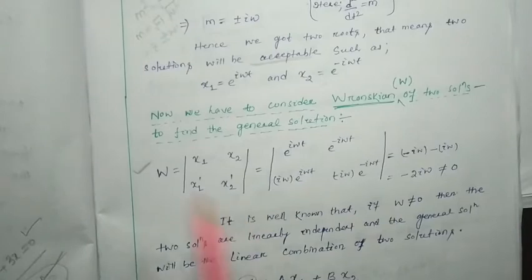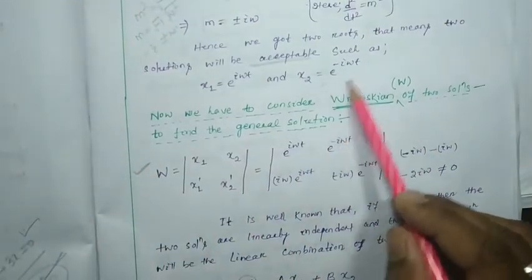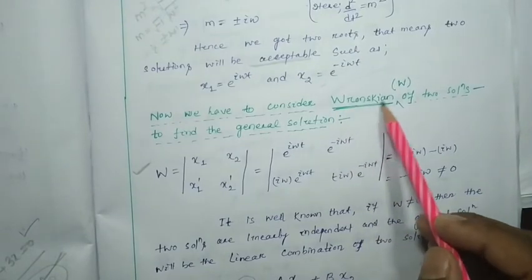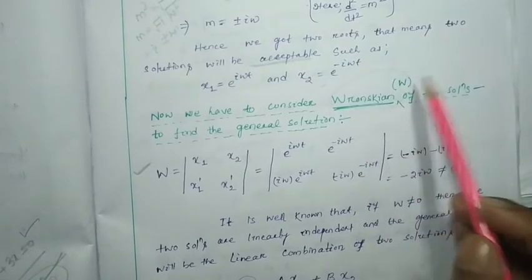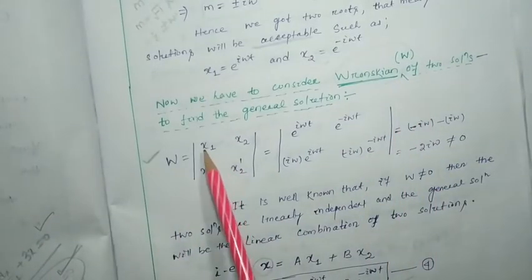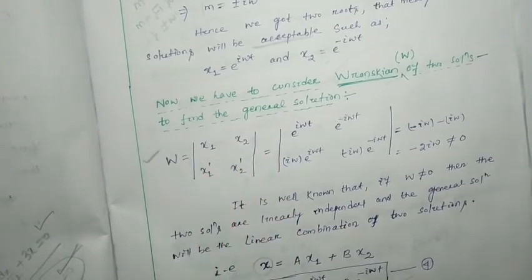So here another thing we have to consider is the Wronskian, that is W-R-O-N-S-K-A-N, Wronskian, that is W. So first we have to find out the Wronskian. Wronskian means the determinant of x1, x2, x1 dash, x2 dash.